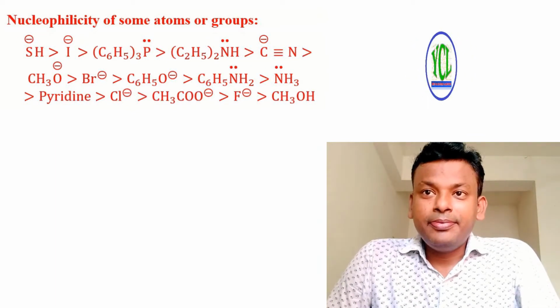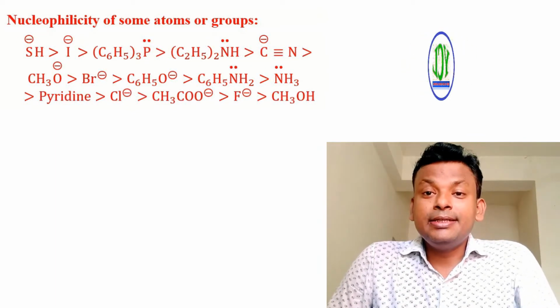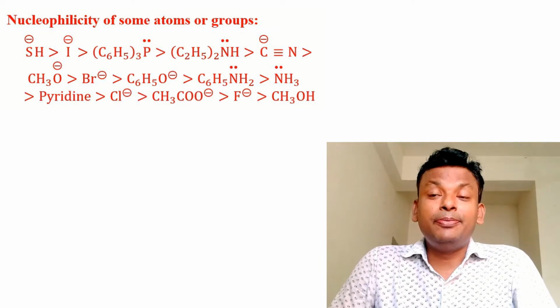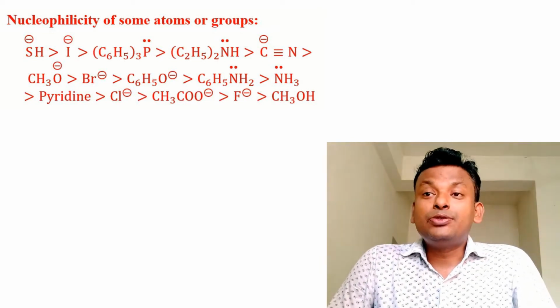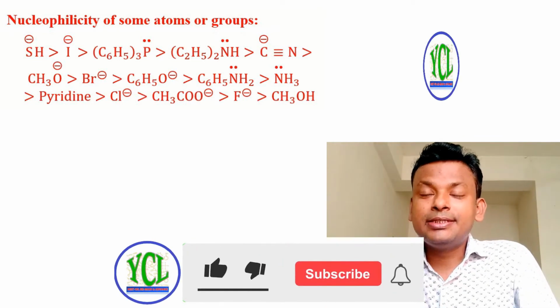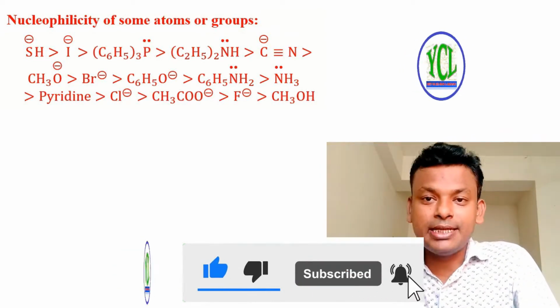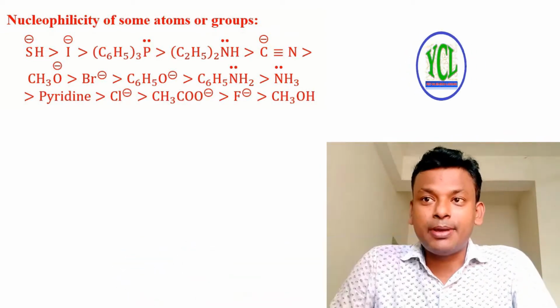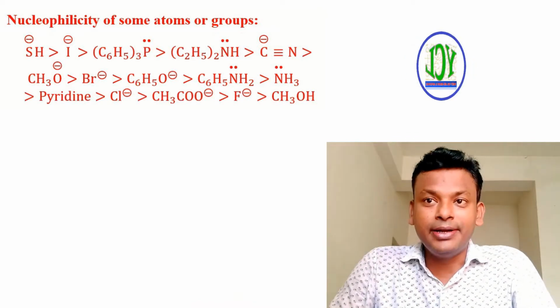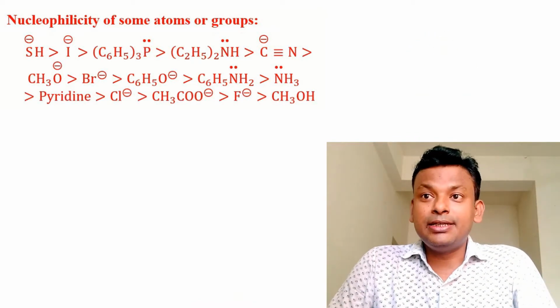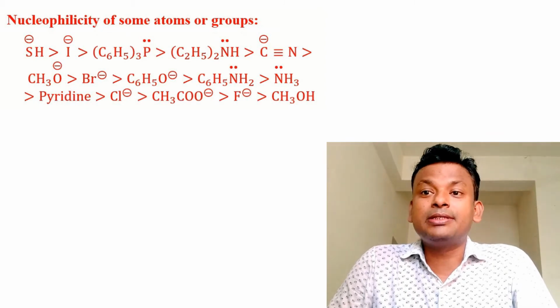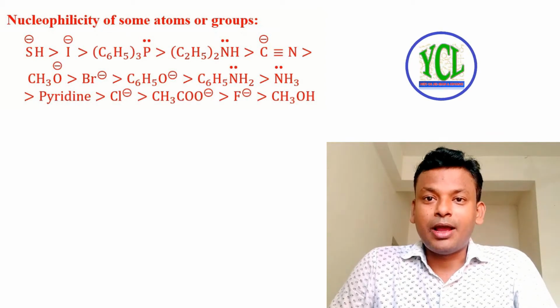S negative, I negative, CH3 C6H5 whole 3 P, C2H5 whole 2 NH, CN negative, CH3CO negative, Br negative, C6H5O negative, C6H5NH2, NH3, pyridine, Cl negative, CH3COO negative, and F negative, and CH3OH are in decreasing order.